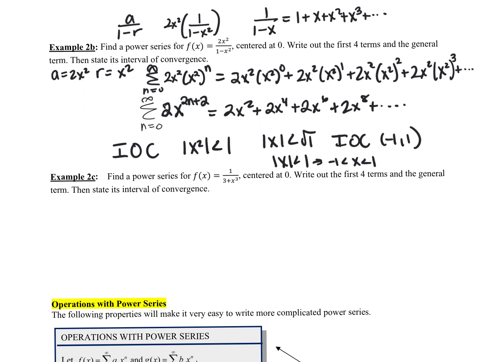All right, I'm going to go over this one real quickly. In general, we want this to be in the a over 1 minus r form to see what a and r are. If you factor out a 1/3, you will get 1 over 1, and then you can make this a double negative at the same time, x cubed over 3. From there, we can tell that a is equal to 1/3, and r is equal to negative x cubed over 3.